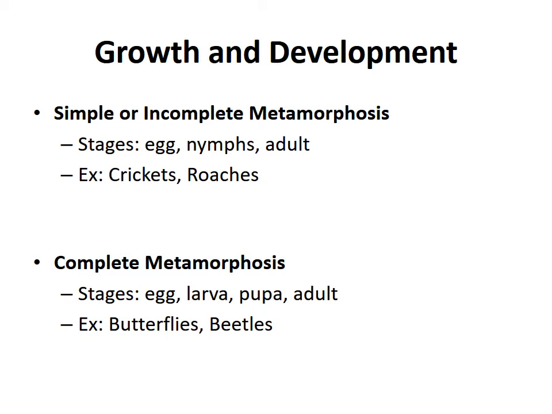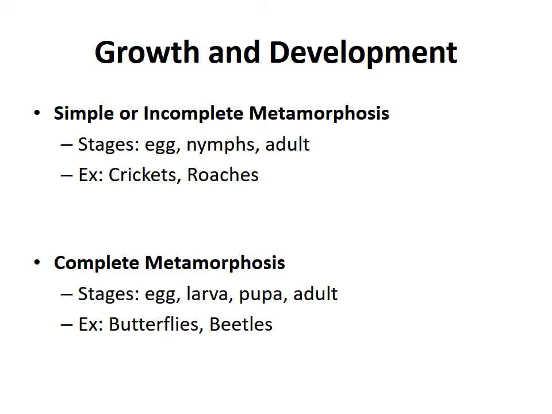Other insects go through what we call complete metamorphosis. This is where the insect first is an egg, which hatches. The immature form is called a larva. The larva feeds and grows, has to shed its skin several times, and at that point it forms what's called a pupa. And then after a certain period of time pupating, at which point it's not active and not feeding, it emerges as an adult.